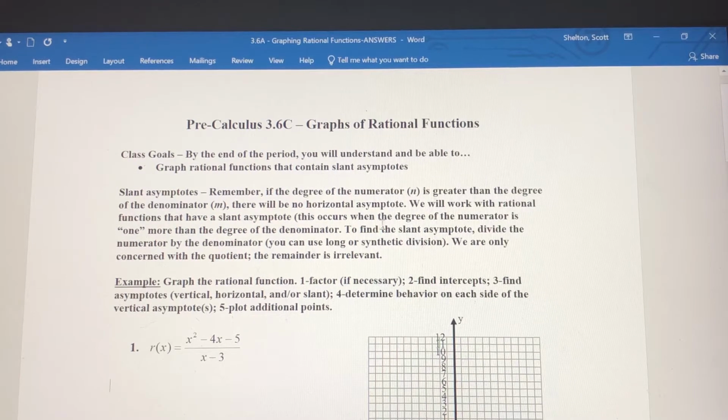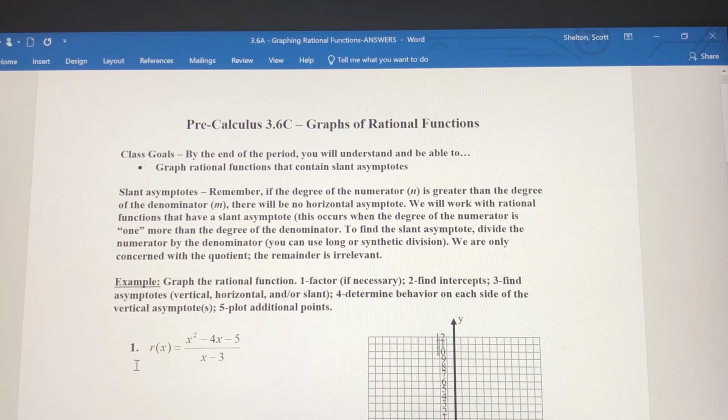So that's going to occur when the degree of the numerator is one more than the degree of the denominator, okay? If it's more than that, you're not going to have a slant asymptote. At most, you can only have one slant asymptote, okay? So in order to find that, we're going to use division, either long or synthetic division, to find the equation of that asymptote. And it's always going to be just the quotient. The remainder, when we do that division, is irrelevant. We're just looking for the quotient part of the answer, okay?